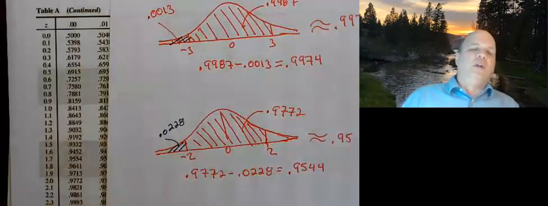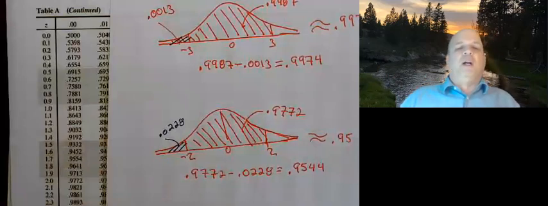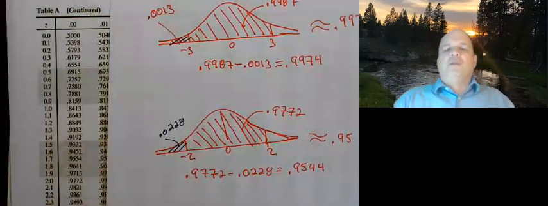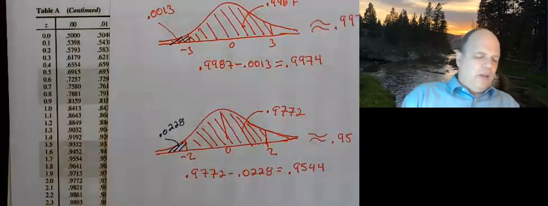If you wanted the real 95%, it wouldn't be ±2, it'd be ±1.96. But the empirical rule, close enough, good enough for our class, good enough for most of the world actually, it's used all the time. ±2 is about 95% of the data.